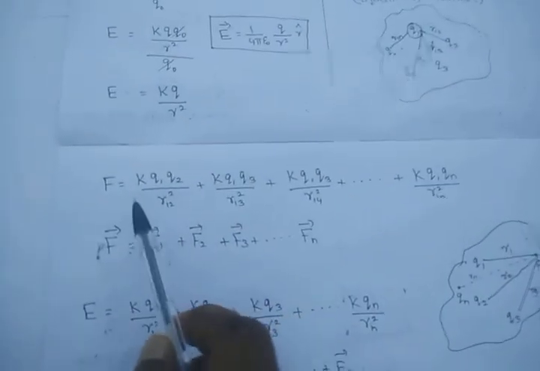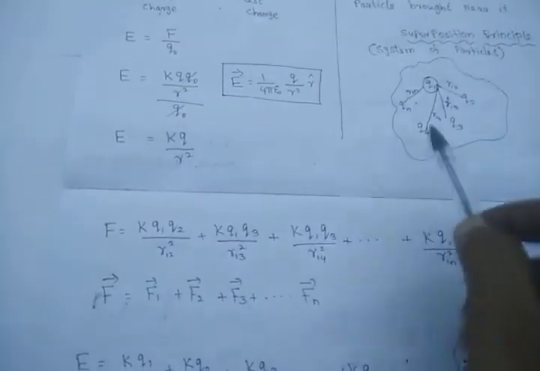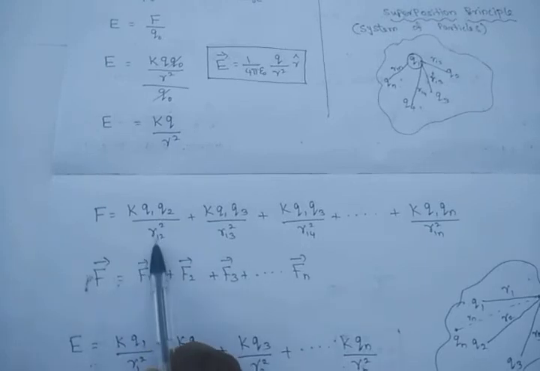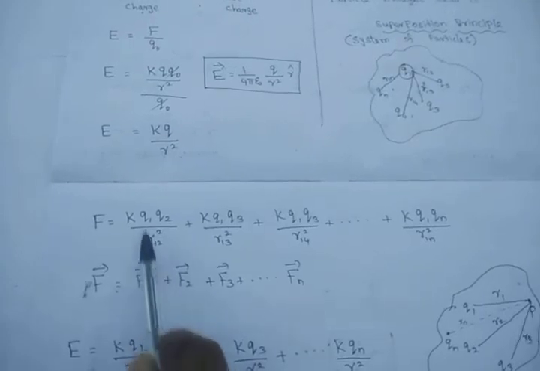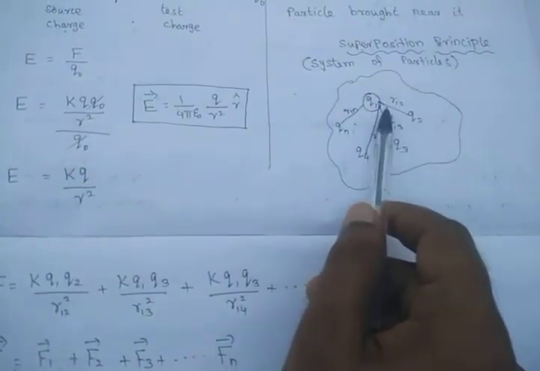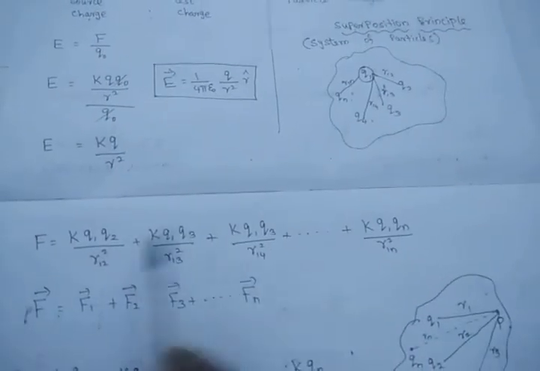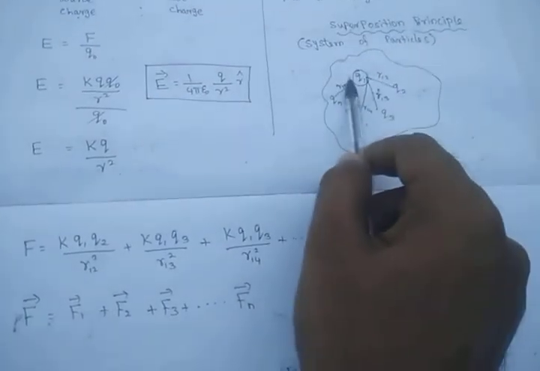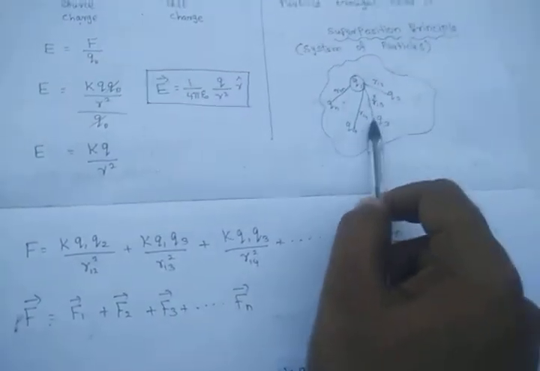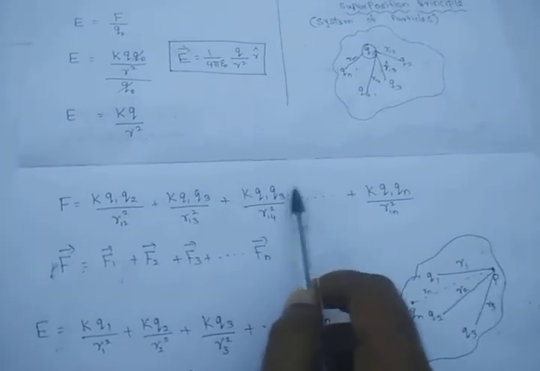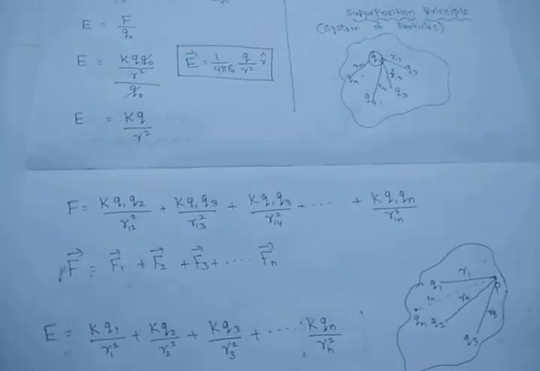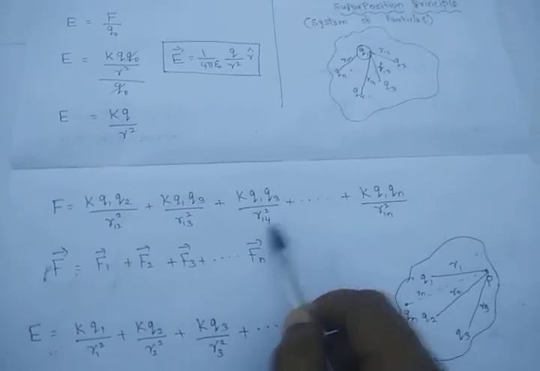So for generalizing things, we get that the total force is equal to k into q1 q2 by r12 square. That means Coulomb force q1 q2 by r square, where r is the distance between q1 and q2, that is r12. Then we have to add, because q1 does not experience a force due to q2 alone. The q1 charge also experiences a force due to q3, q4, qn also. So we have to add all the forces. Then we get the expression k q1 q3 by r13 square, k q1 q4 by r14 square, and so on.